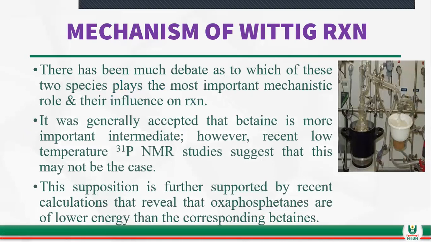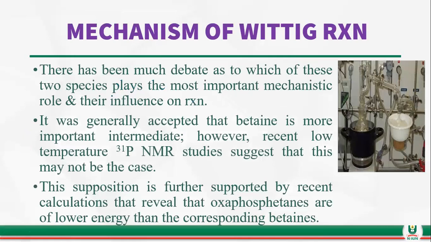Mechanism of Wittig reagent reaction. There has been much debate as to which of these two species plays the most important mechanistic role and their influence on the reaction overall. It was generally accepted that beta-betaine is the more important intermediate. However, a recent research report using a phosphorus labeling NMR study discovered something completely otherwise.